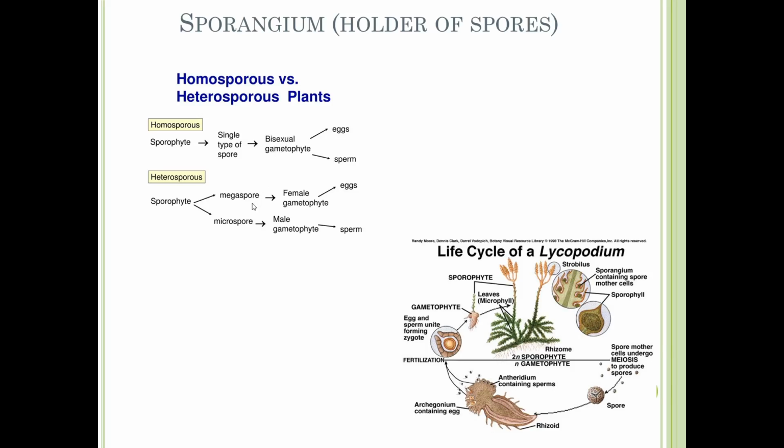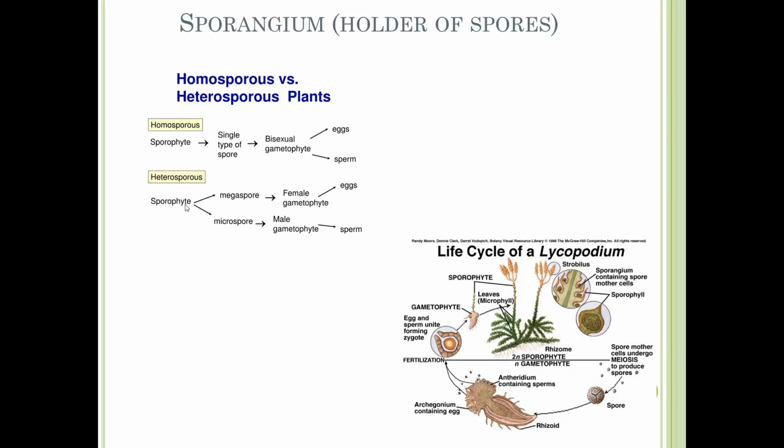So we won't talk about any plants today that are heterosporous. They come next time, but I just wanted to define the term for you because it is in your book. If it is a heterosporous plant, the sporophyte then has two different sporangia. It has a megasporangium and a microsporangium. These terms are not on the slide, but they are in your notes.